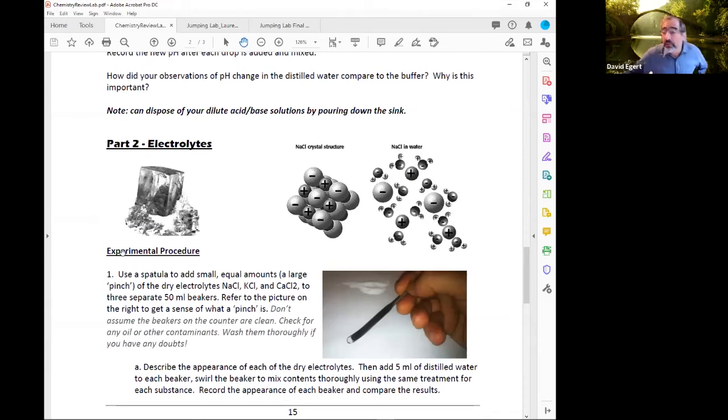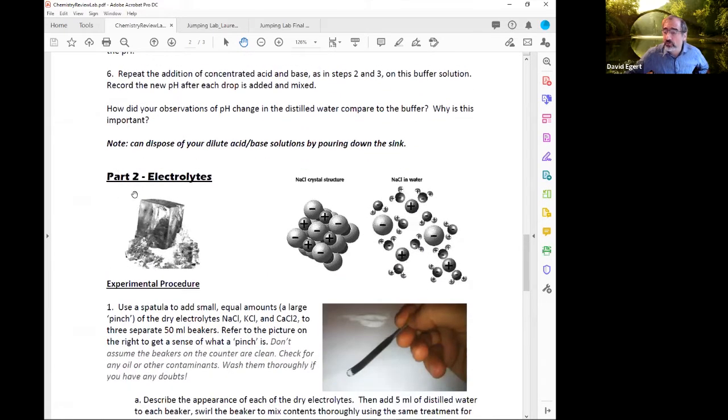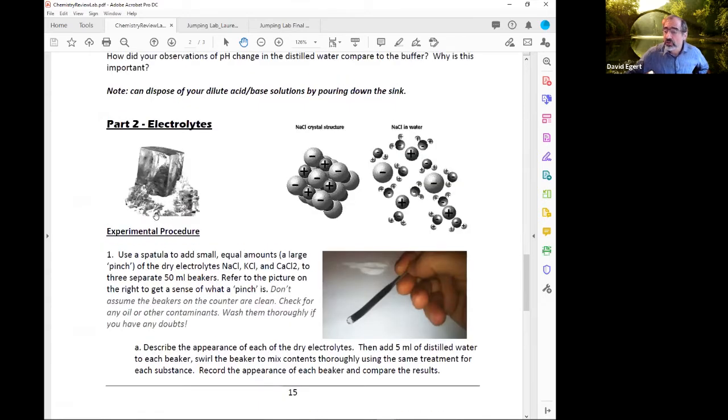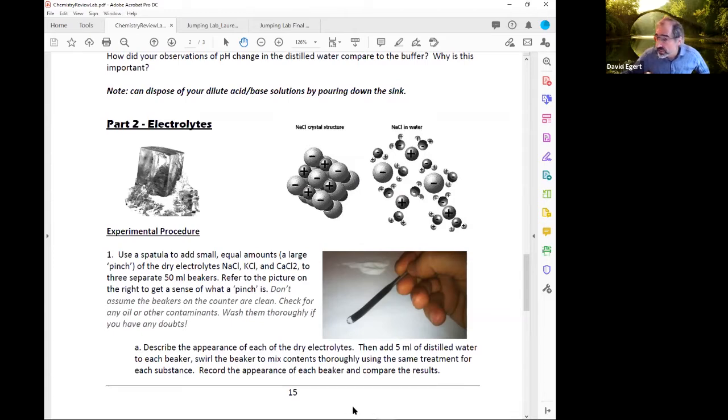In your lab notebook, we're going to start with part 2, which is basically electrolytes. This little picture here is useful to look at. Here's a salt crystal at a molecular or atomic level: the minuses are the chloride ions, the pluses are the cations, the sodium ions. As a crystal, they're in this crystal lattice. But when you put it in water, all of a sudden the anions and cations are all independent, just floating around.